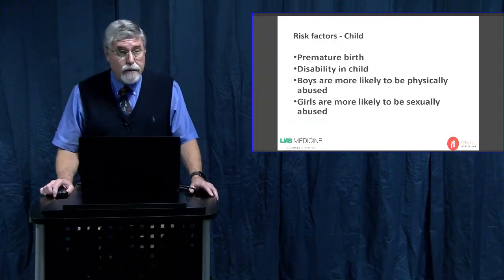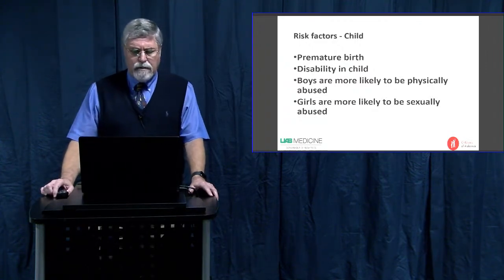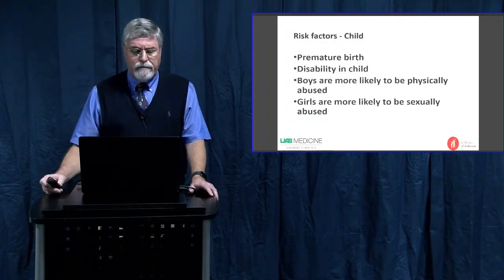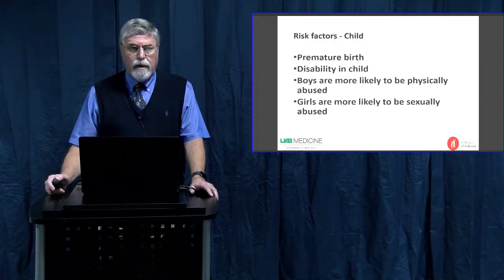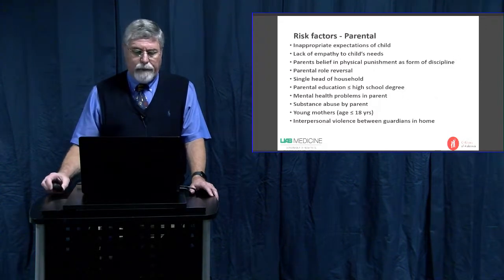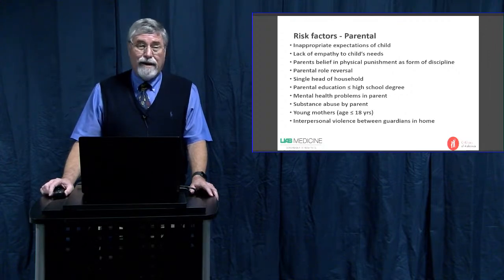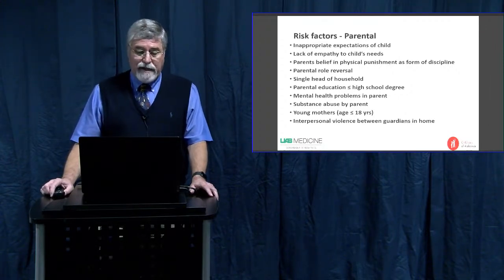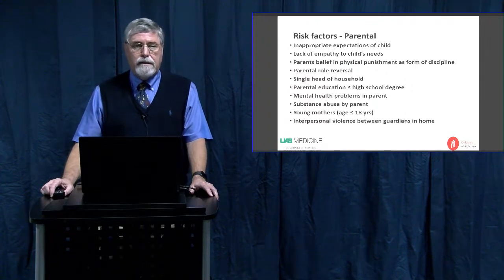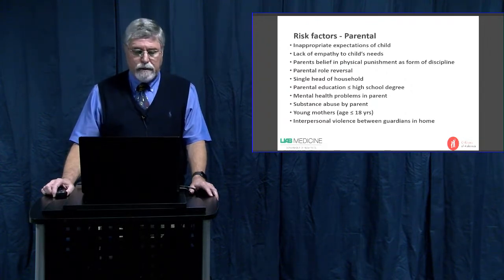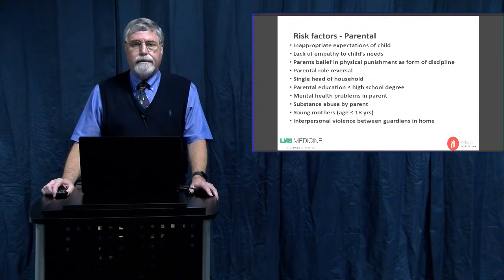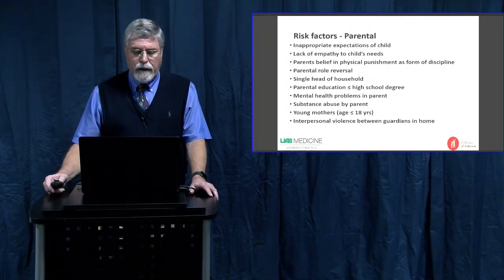So prematurity and disability in general increases the risk for child maltreatment about 2.5 times. Boys are more likely to be physically abused and girls are more likely to be sexually abused. Parental risk factors include things like not really knowing what you're doing when you're taking care of a kid. And we don't do a good job of teaching parenting, certainly in schools, churches. So most parenting is taught by what's done to them and what's done around them.